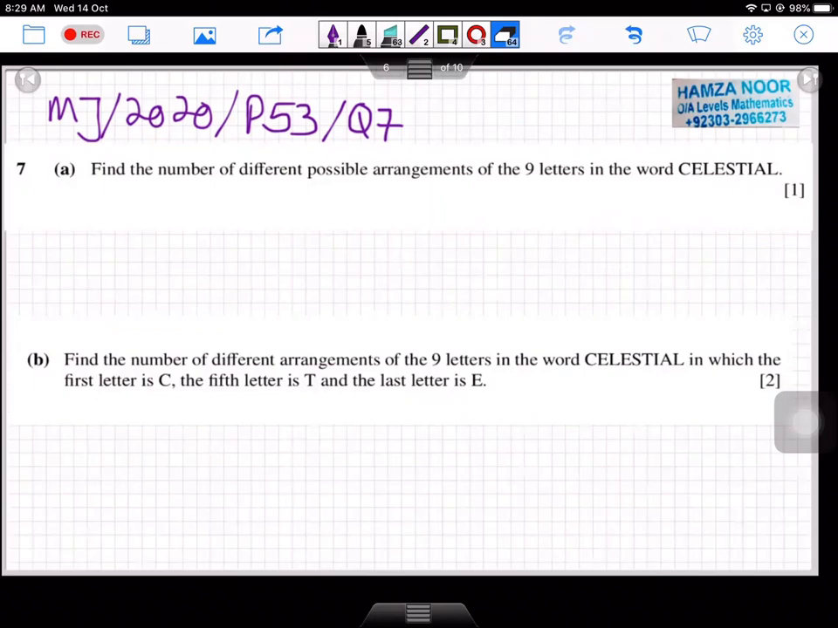Alright, so let's start with question number 7. Find the number of different possible arrangements of the 9 letters in the word celestial. Okay, 9 letters means 9 spaces: 1, 2, 3, 4, 5, 6, 7, 8, and 9.